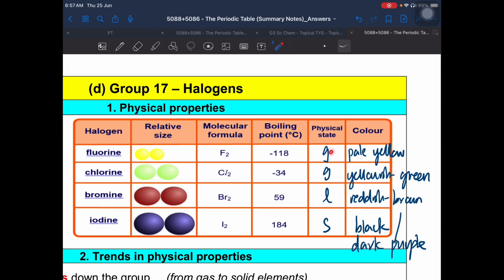And you look at the physical state, you realize that at room temperature, it goes from gas to liquid to solid because there's an increase in the boiling point. The number gets bigger as you go down, right? What else do you notice about the color? How does the color intensity change? How does the darkness of the color change as you go down? It should get darker and darker.